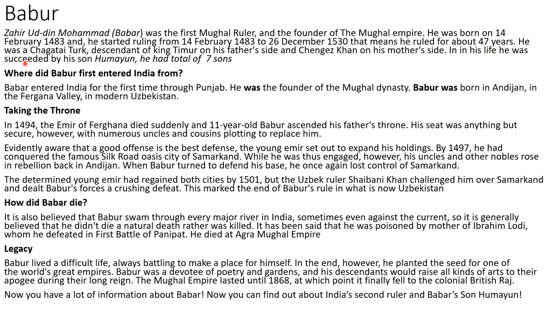He was a Chagatai Turk, descended from Timur on his father's side and Genghis Khan on his mother's side. In his life, he was succeeded by his son Humayun. He had a total of 7 sons. Where did Babur enter India from?